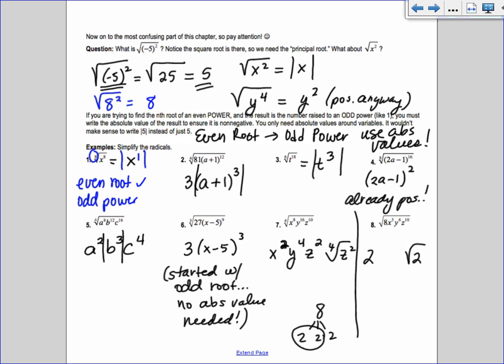What about the x to the 5th? How many pairs do I have? 2 pairs, x squared. 1 left on the inside. Y to the 6th, I'm going to have y cubed on the outside. And then z to the 10th, I'm going to have z to the 5th on the outside. Do I need absolute values around anything?